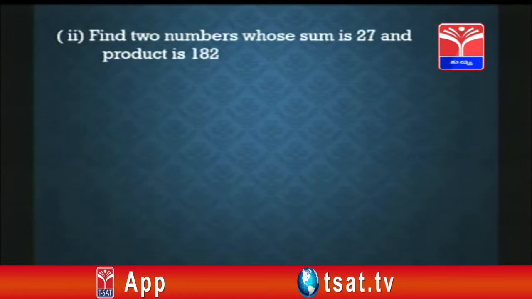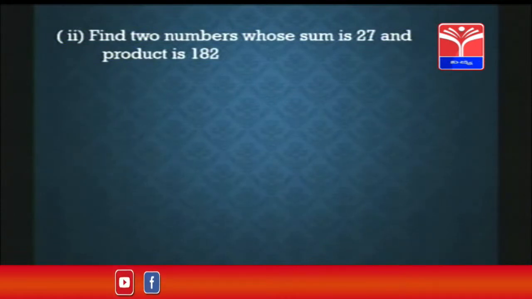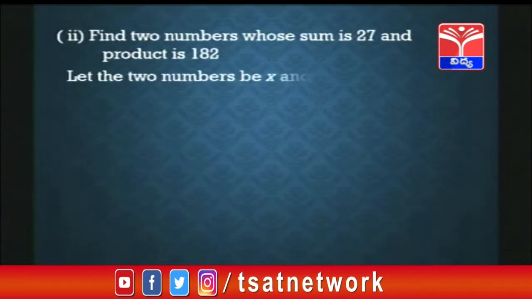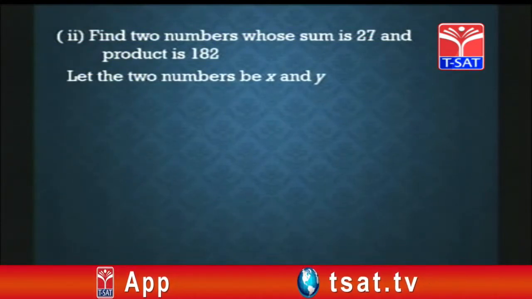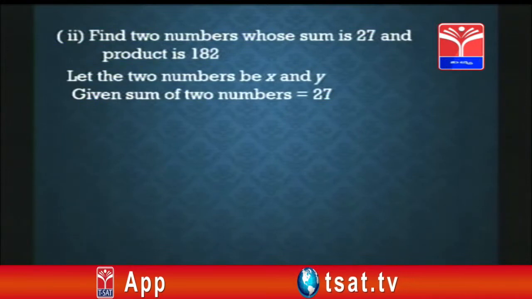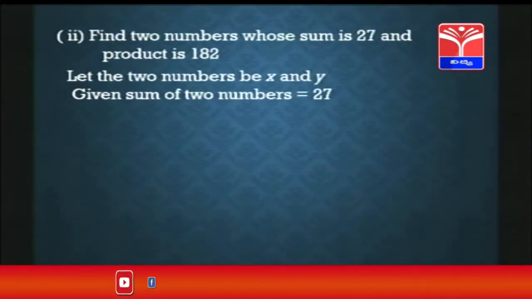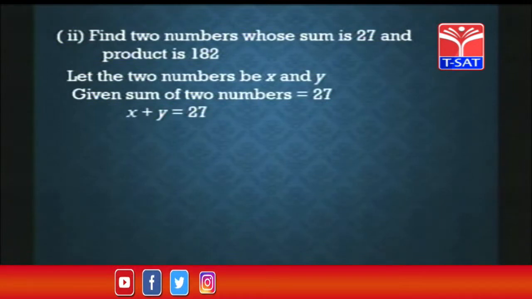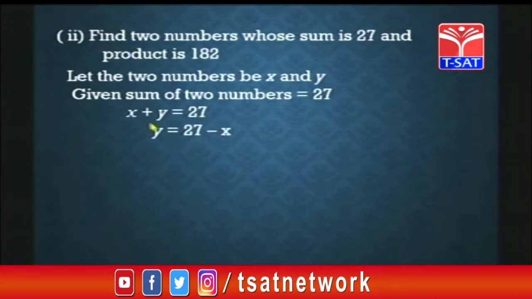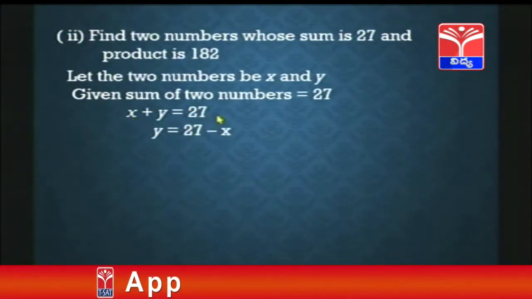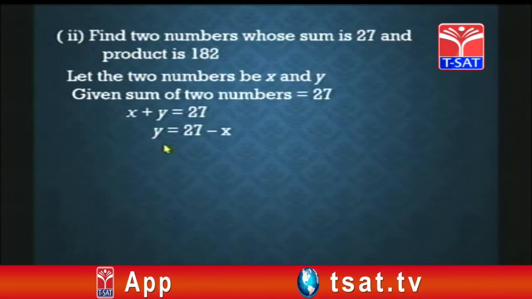Now, let us look at another sum. Find the numbers whose sum is 27 and product is 182. These are the two numbers which we need to find, whose sum is 27 and product is 182. Now, I am supposing the two numbers to be x and y. What is given to us? It is given that the sum of the two numbers is equal to 27, and I can write this as x plus y is equal to 27. So, I am transposing this x to the other side. I get my y value as y is equal to 27 minus x.